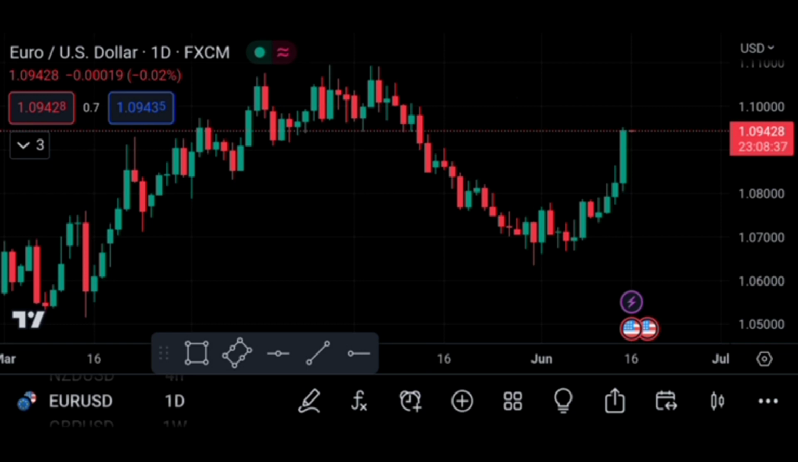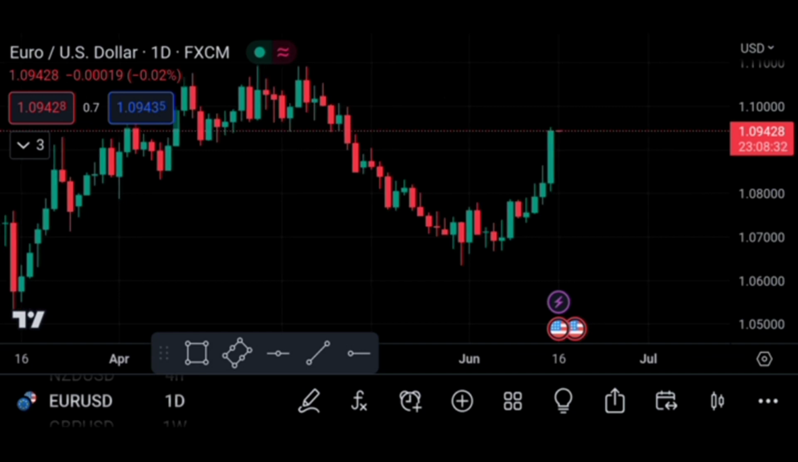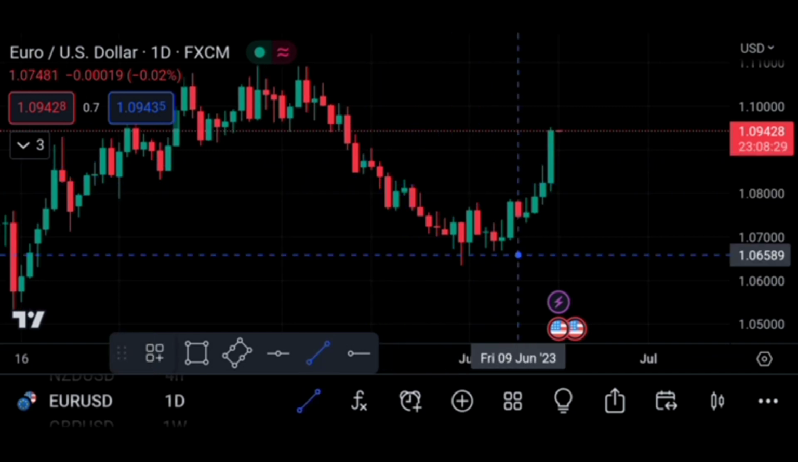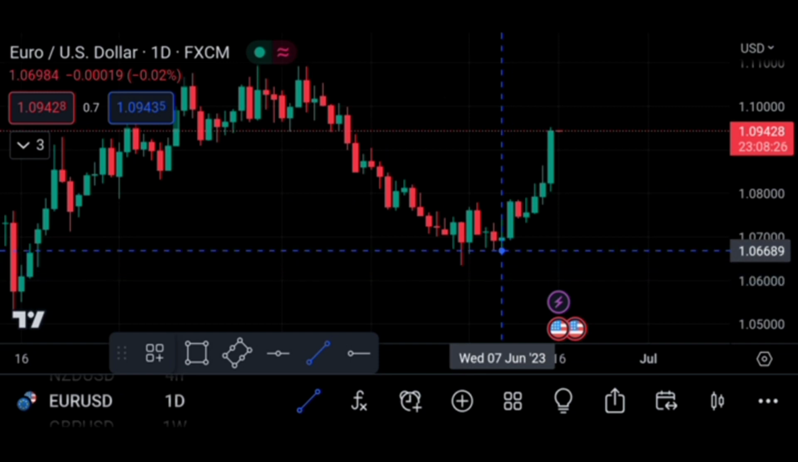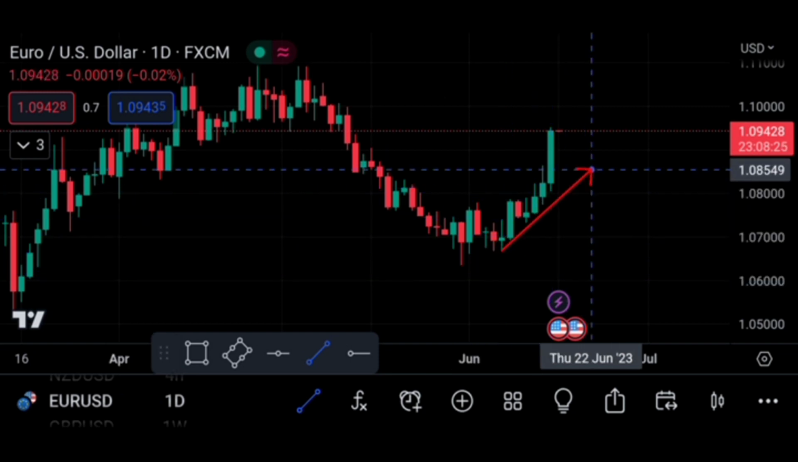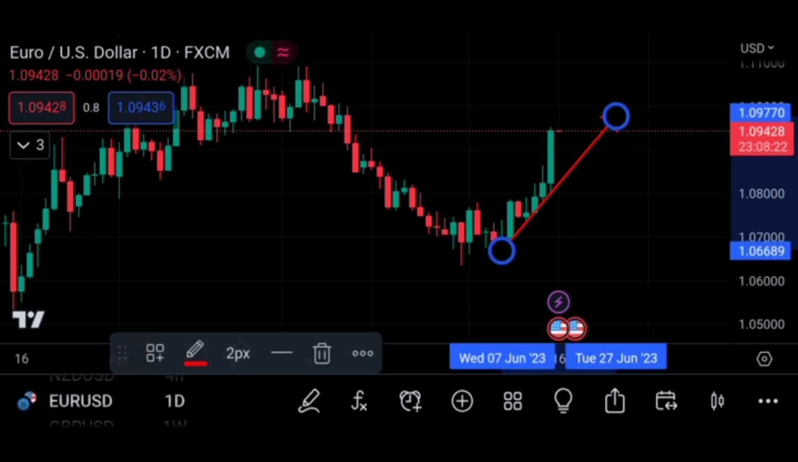So if you look at the chart now, you can see that the market is actually in an uptrend.